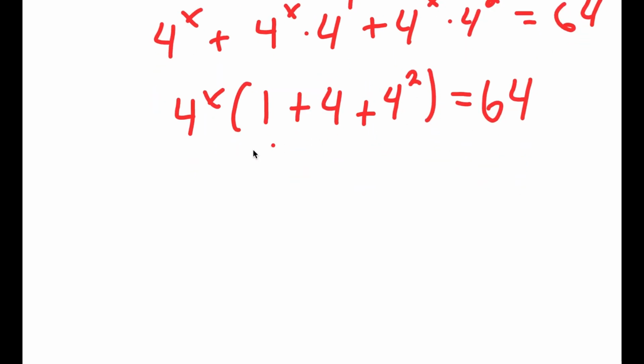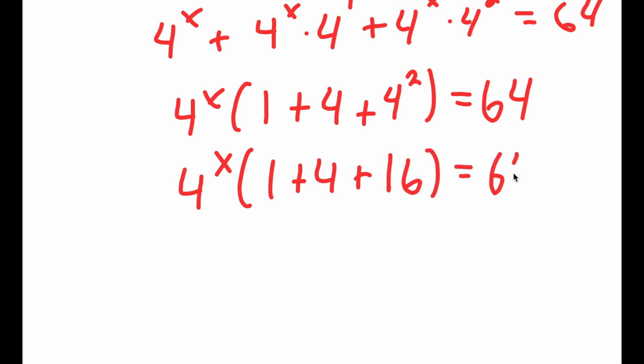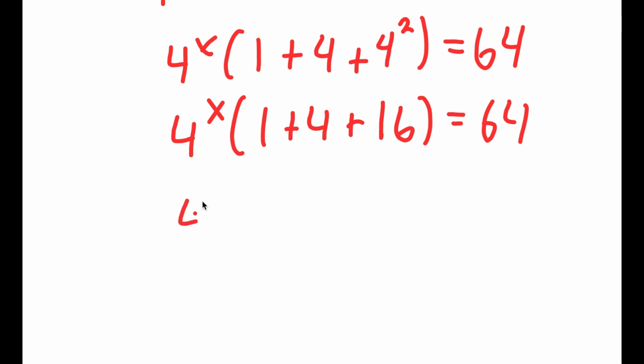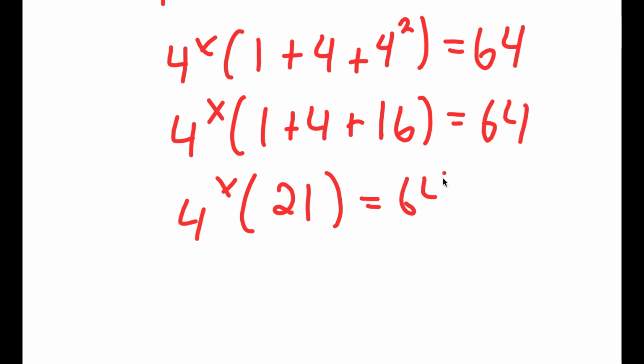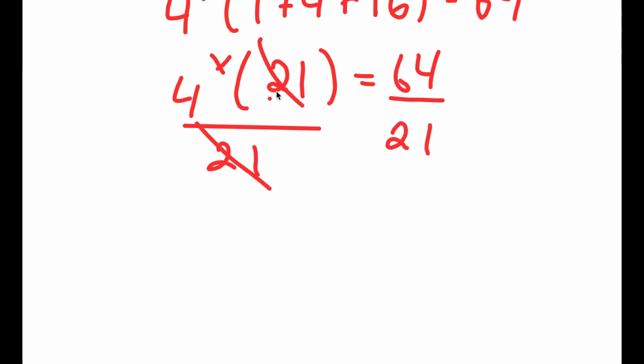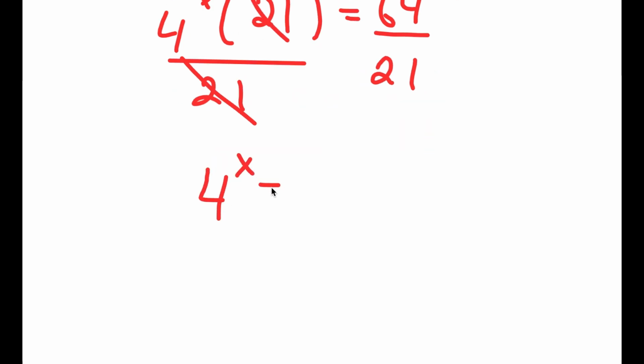And 4 squared is 16. So I get 4 to the power of x times 1 plus 4 plus 16. Now 1 plus 4 is 5, and 5 plus 16 is 21. So I get 4 to the power of x times 21 is equal to 64. And now if I divide both sides by 21, I get 4 to the power of x is equal to 64 divided by 21.